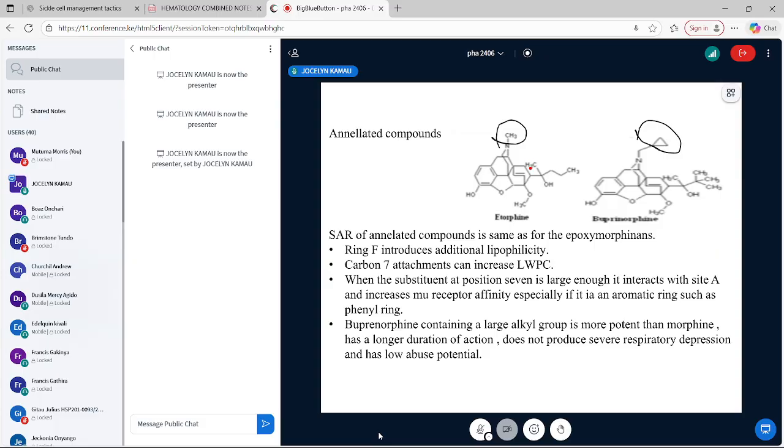And again, when you look at this group here, it has similarities, but you can see this is 1, 2, 3, 4, 5, a butyl group, as we have already said, an aliphatic, non-branched butyl. But when you come to buprenorphine, again, it is 1, 2, 3, 4, 5, 6. So the length of the acyl group has been increased, and the branching has also been increased.